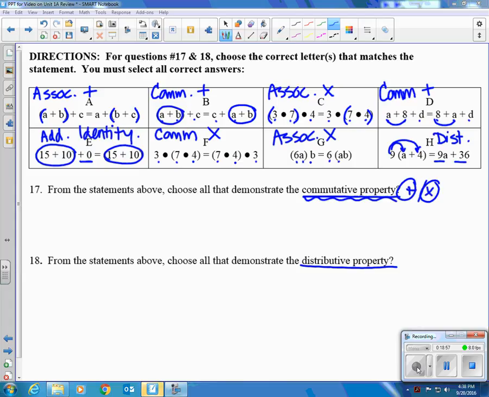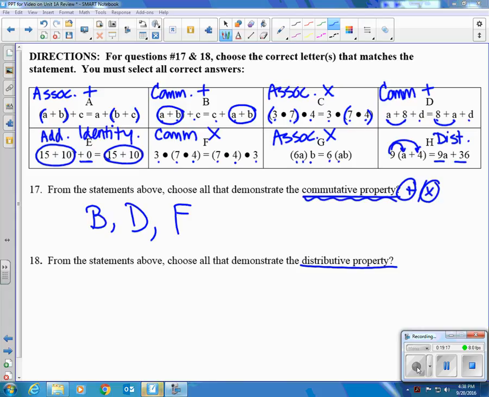So it's not A, it is B. So I'm going to write the letter B. It's not C, it is D. It's not E, it is F. And it's not G, and it's not H. So there's my answer, B, D, and F. When you do this, please put your letters in alphabetical order. It makes our life easier.